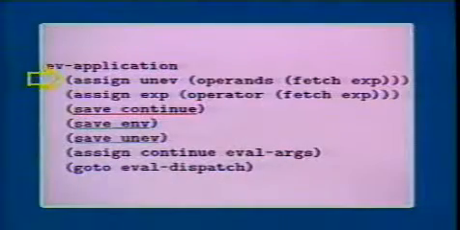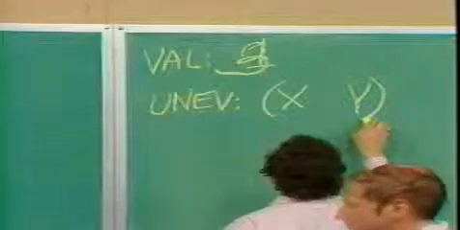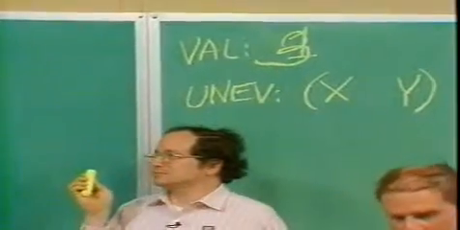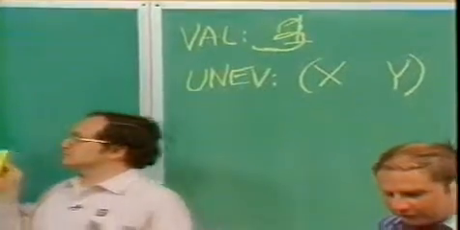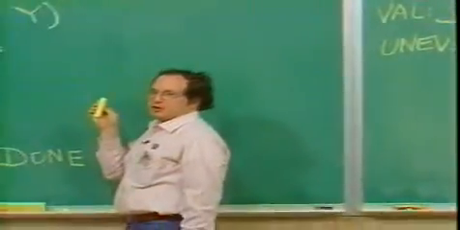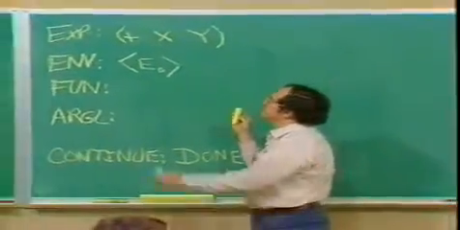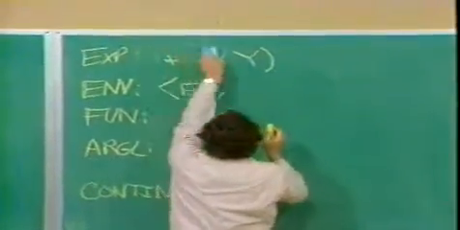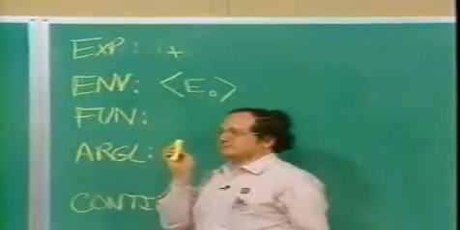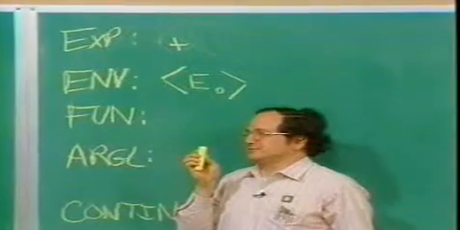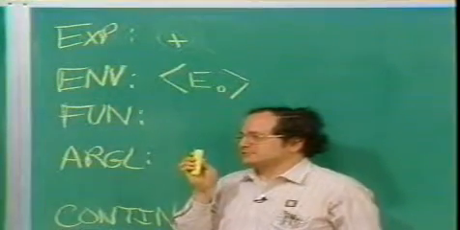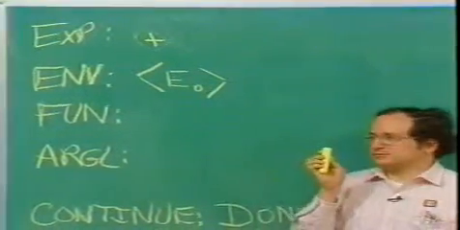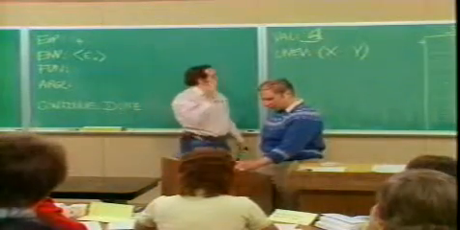Okay, assign to unev the operands of what's in the expression register. Okay, those are the operands. Unev's a temporary register where we're going to save them. Pipelining. Okay? Assign to exp the operator. Now notice we've destroyed that expression in exp. But the piece that we need is now in unev.